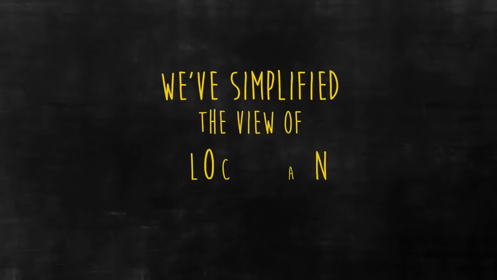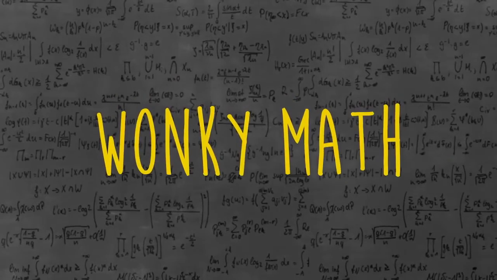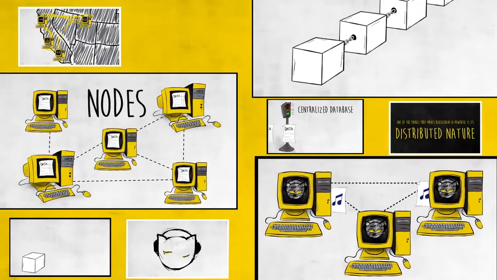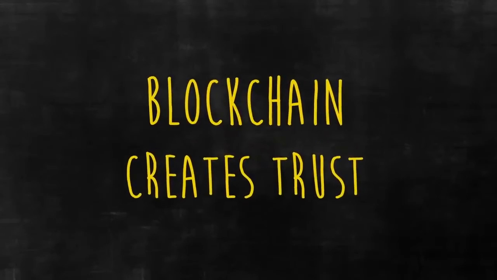We've simplified this view of blockchain. There's a lot of wonky math going on behind the scenes. But if you followed along so far, you've probably got a pretty good idea of the general way blockchain creates trust in a distributed network with no single party in charge.